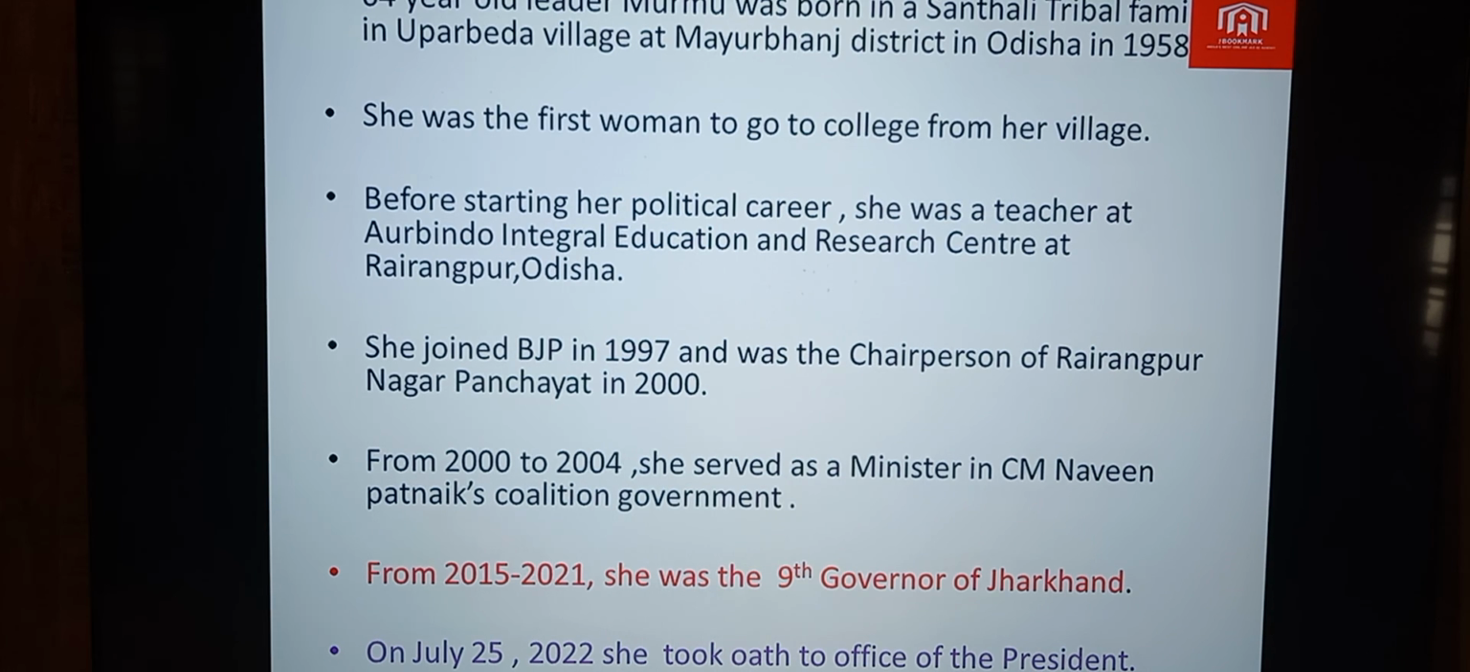Sixty-four-year-old Murmu was born in a Santali tribal family in Uparbeda village in Mayurbhanj district in Odisha in 1958, and she was the first woman to go to college from her village. Before starting her political career, she was a teacher at the Sri Aurobindo Integral Education and Research Center at Rairangpur, Odisha. She joined the BJP in 1997 and was chairperson of the Rairangpur Nagar Panchayat in 2000. From 2000 to 2004, she served as minister in CM Naveen Patnaik's coalition government. From 2015 to 2021, she was the ninth governor of Jharkhand. On July 25, 2022, she took oath of the office of the president.